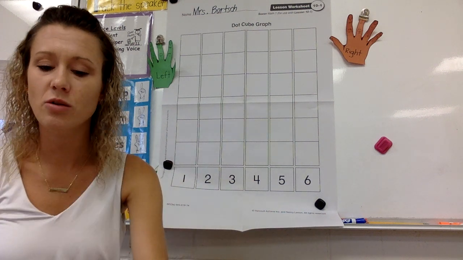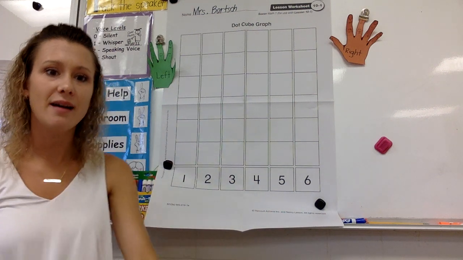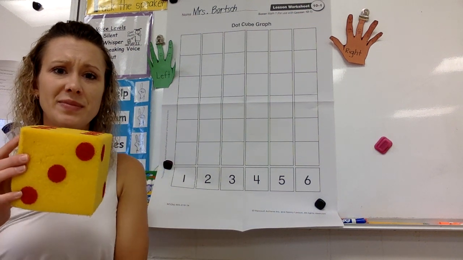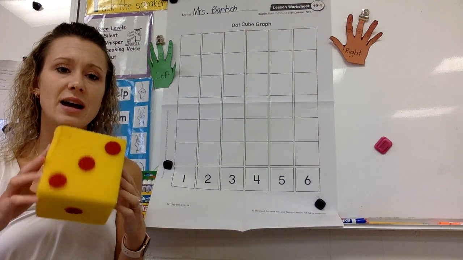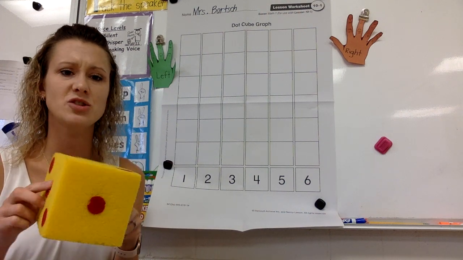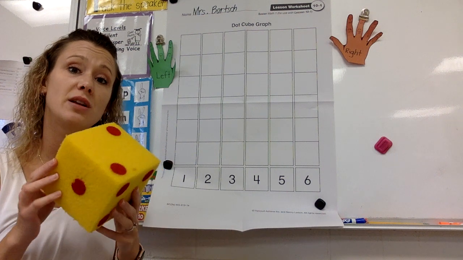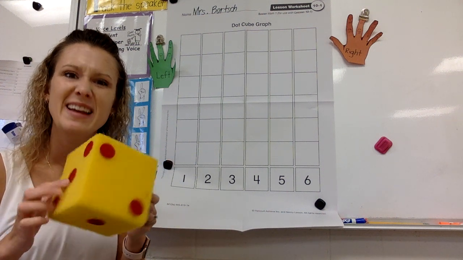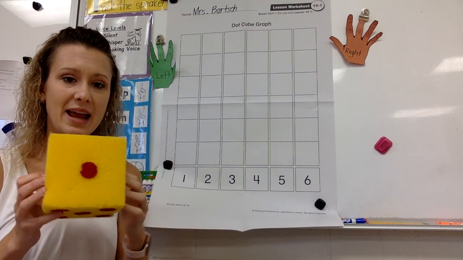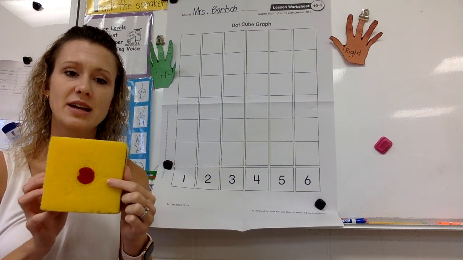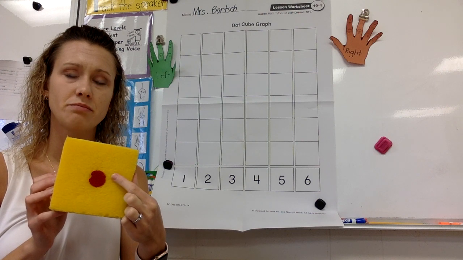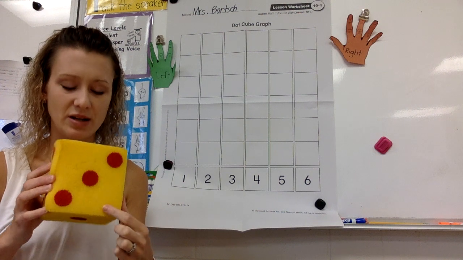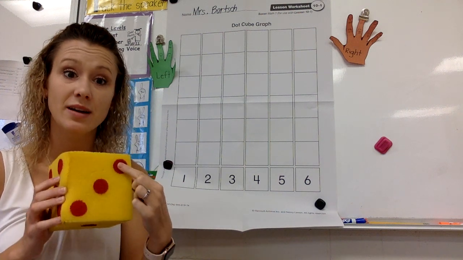All right, we're going to make a graph, and we're going to use this. Have you ever seen one of these before? This is a cube. People call it a dice. One of them is just called a die. So if you have 2, you would say, I have 2 dice. I just have 1 die. You use this when you play games, and you roll it, and each one of these dots is a different number. How many dots? 1. We count the dots, 1, 2, 3.